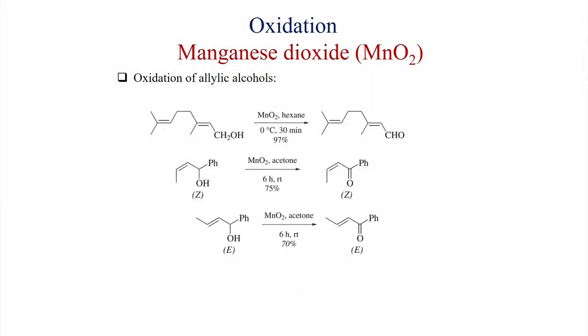So, various kinds of allylic alcohol can be oxidized to alpha beta unsaturated aldehyde. Here you can see this geranyl alcohol oxidized with manganese dioxide, hexane, 0 degree centigrade, 30 minutes. It gives this aldehyde in 97% yield. Also, this Z allylic alcohol is oxidized to this Z enone, and this is very selective. The Z does not isomerize to the E enone, so this is a very mild condition.